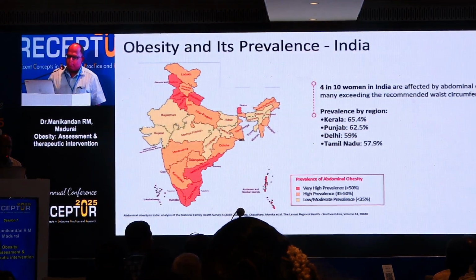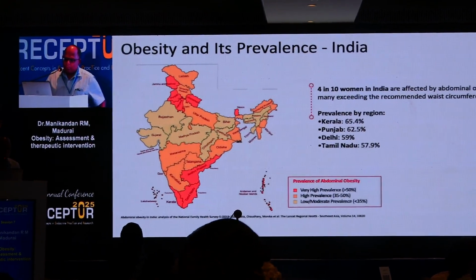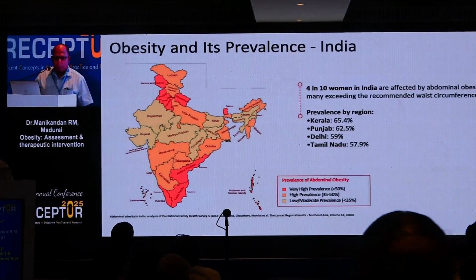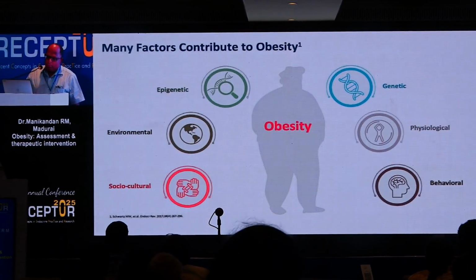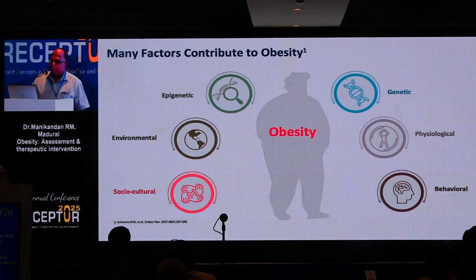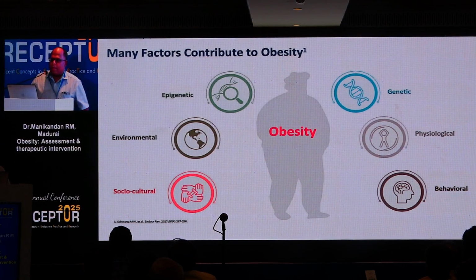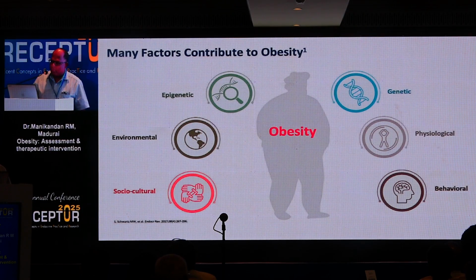So this is the prevalence in India. In the darker areas there is higher prevalence, and you can clearly see in South India we have much higher prevalence than what's happening in the middle of India and other places. The understanding about obesity is also getting better. Previously, we used to think it was just because someone was eating more. But now the understanding is that it could be because of epigenetic factors, genetic factors, environmental factors, socio-cultural factors, along with behavioral and physiological processes. And it's very difficult to control.